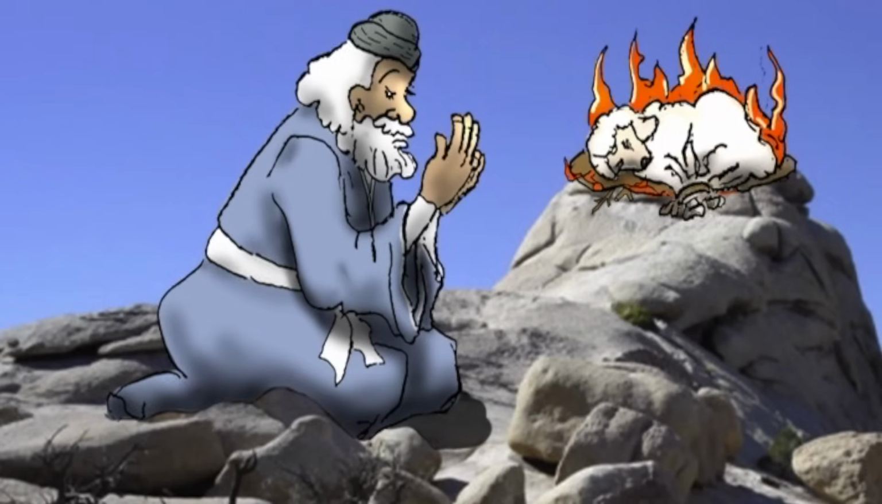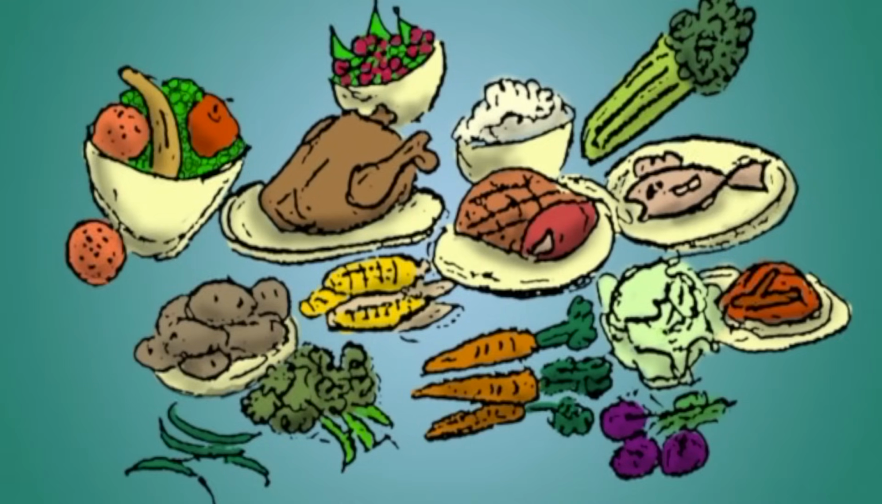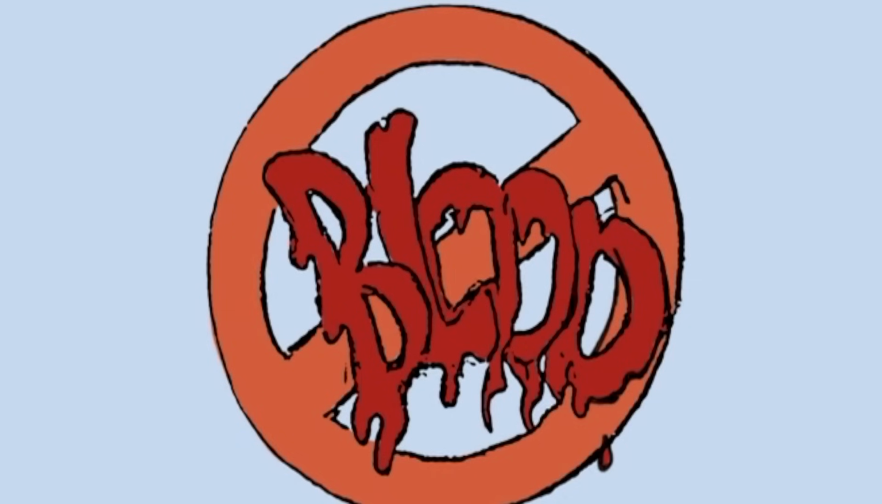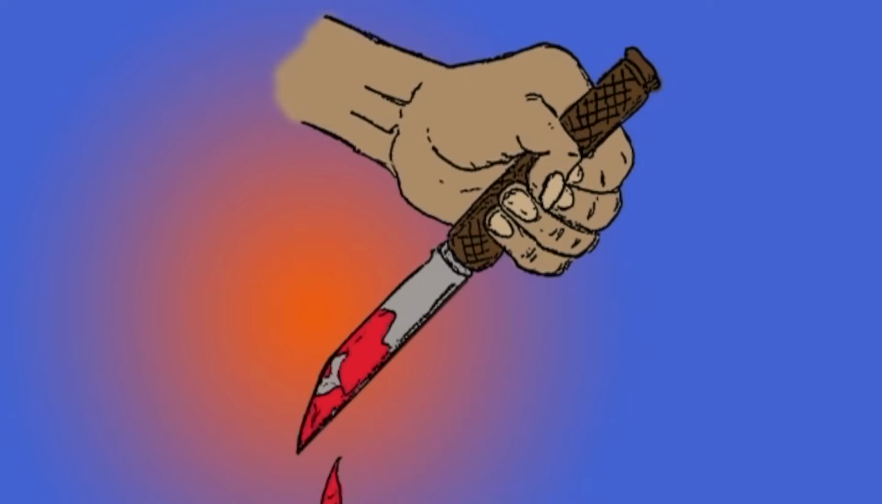Noah built an altar and made a sacrifice to God of every clean animal and every clean bird. God blessed Noah and his family and told them, "Fill the earth again with people. Every living thing is to be food for you, with one exception. You are not to eat blood." At this time, God gave the death penalty for murdering a person. Whoever sheds man's blood, by man shall his blood be shed, for man was made in God's image.